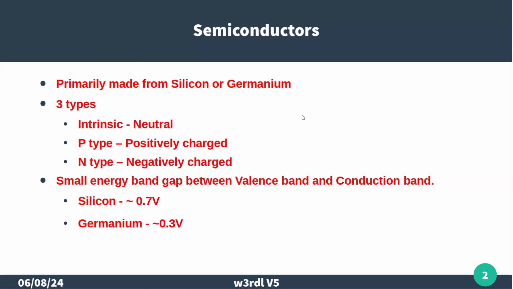Okay, so we're going to talk about semiconductors and talk about diodes and transistors. Most semiconductors are primarily made from either silicon or germanium. You don't see much germanium; some small signal diodes are still made out of germanium. The majority of semiconductors, except for very special purposes, are made from silicon. There are three types of silicon that are used. One we call intrinsic, which is basically pure silicon, and it's actually an insulator.